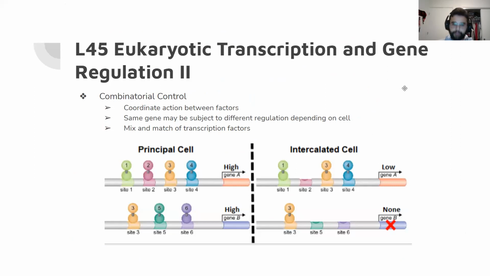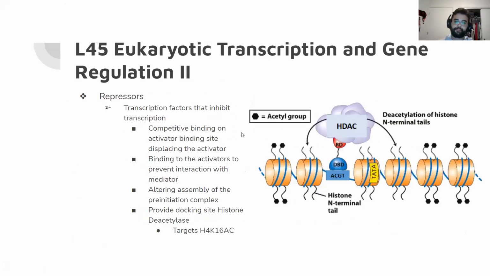So another important thing is how we can regulate genes for eukaryotes. So we have something called our combinatorial control. This is just how we can coordinate between different transcription factors to give out either a high amount of a certain gene or a low amount or none. So this is just a mix and match of transcription factors that will give us different results.